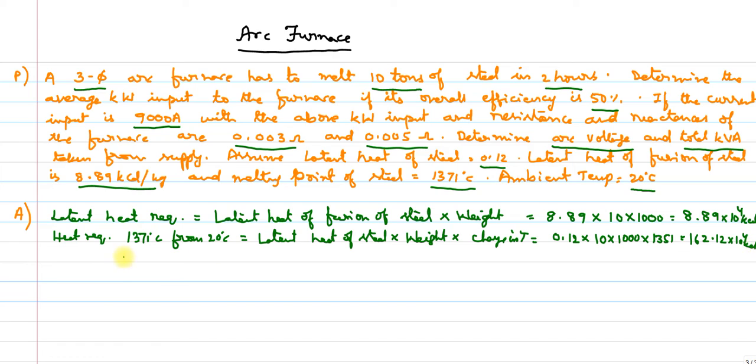Now what is the total heat required? Therefore, total heat required is the sum of these two only. All are in kilocalorie, and both are 10 to the power of 4, so simply add them. It will come to almost 171 into 10 to the power of 4 kilocalorie.